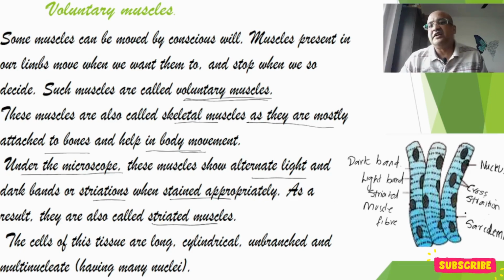They are called striated muscles. Here you can see the light and dark bands. So the cells of the tissue, how are these? They are long, cylindrical, unbranched and multinucleate, having many nuclei. So this is how my voluntary muscles look.